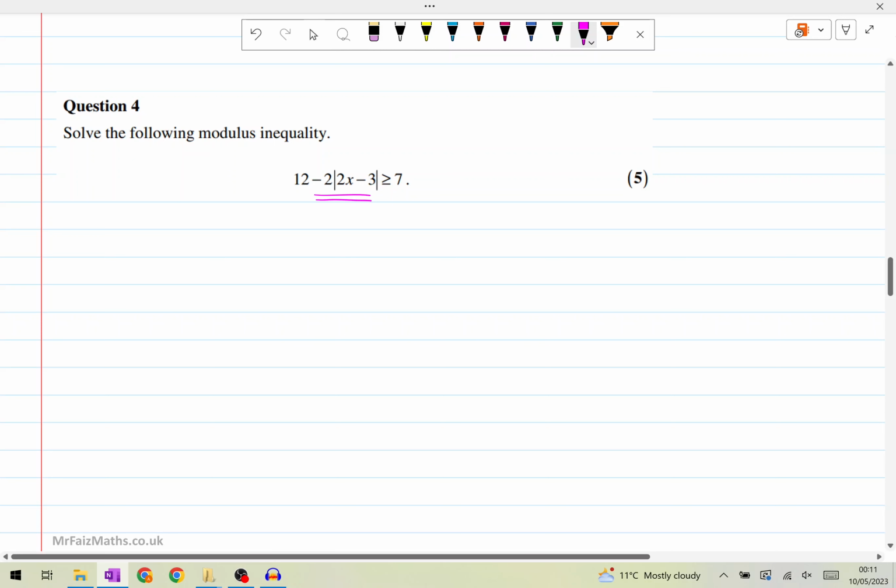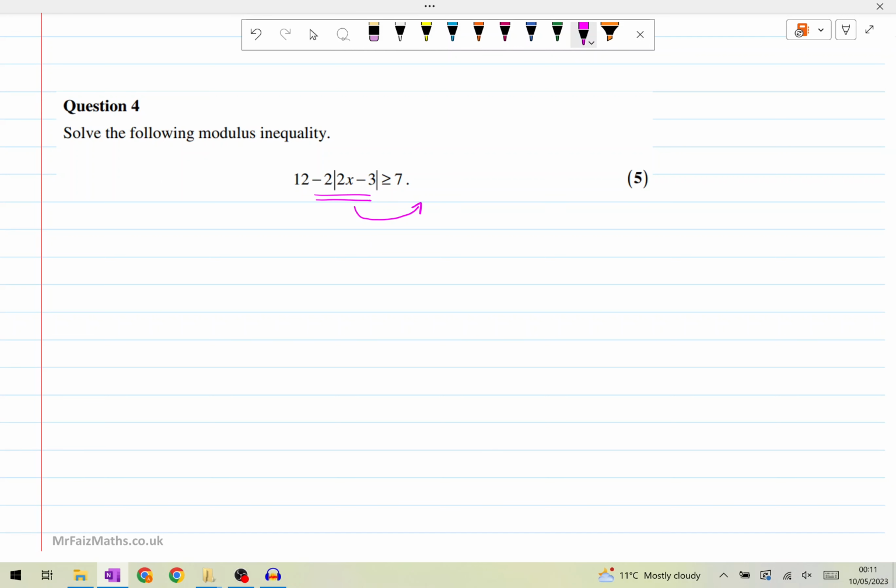Given that we have a negative term here, a good thing to do would normally be to take that to the right hand side just so that you don't have to divide by a negative, right? But in this case, I am going to keep it on this side just as a reminder that when you divide by a negative, you do have to switch the signs around, right? So in this case, the first thing I'm going to do is subtract 12. So this is going to be minus 2 times 2x minus 3 is greater than or equal to minus 5. So subtracting 12.